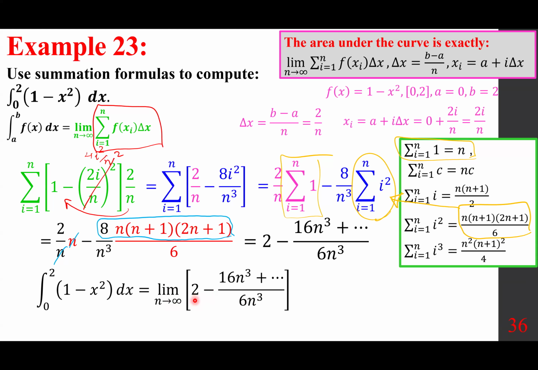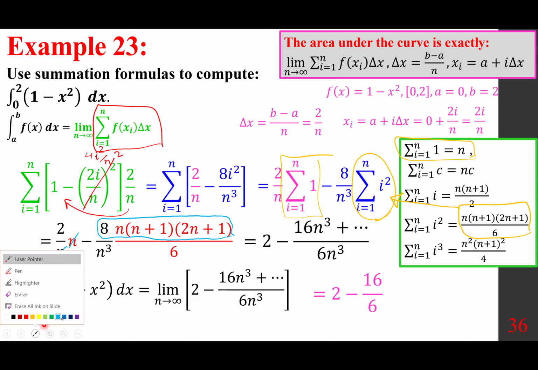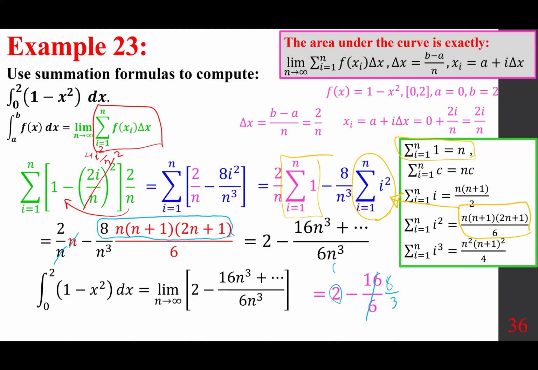The 2 doesn't matter. The constant remains unchanged. 2 minus 16 over 6, which is 8/3. 2 is 6/3. Their difference is negative 2/3. So we evaluated this expression accordingly. It's very straightforward. I hope everybody is fine with that.